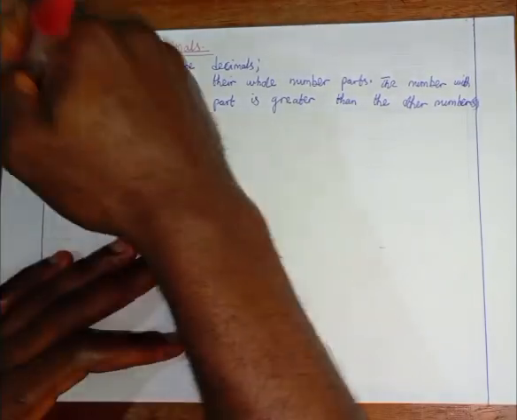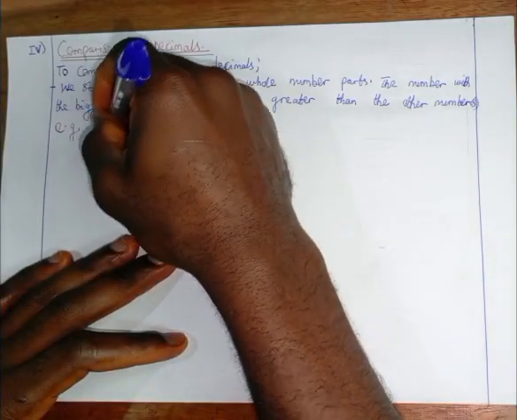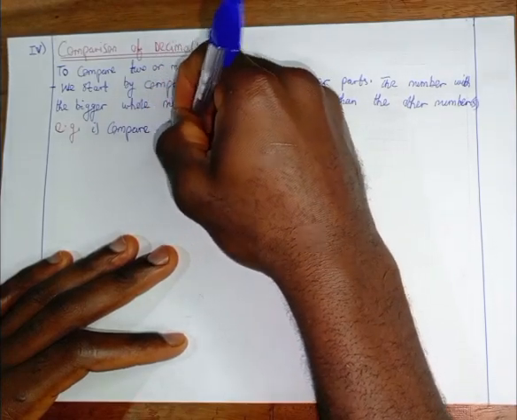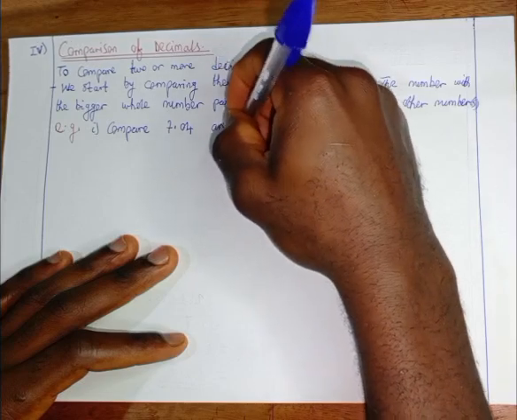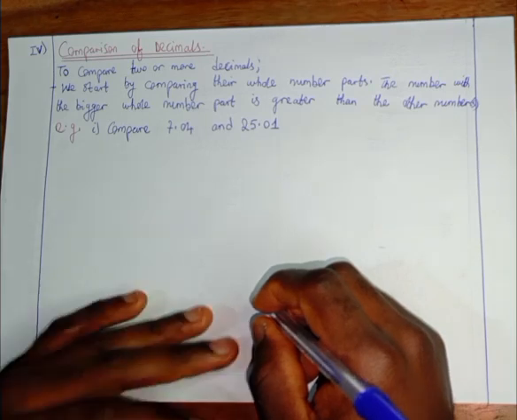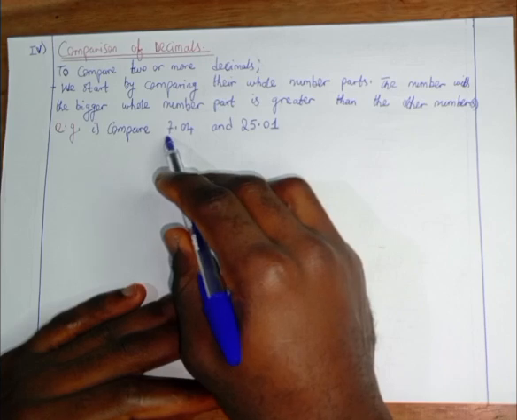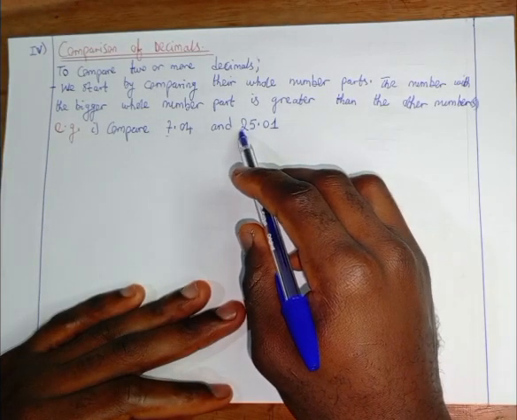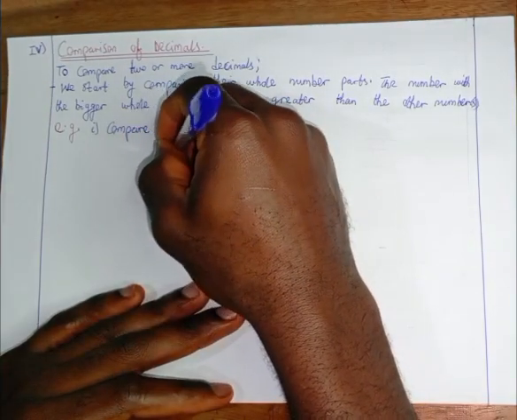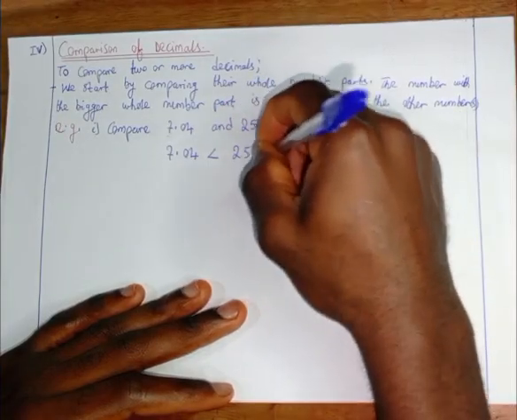Let's take an example, e.g. for I, compare 7.04 and 25.01. For us to compare these two numbers, first thing we are going to start by comparing their whole number parts. For the first number, the whole number part is 7. Second number, the whole number part is 25. 7 is less than 25. So it simply means 7.04 is less than 25.01.